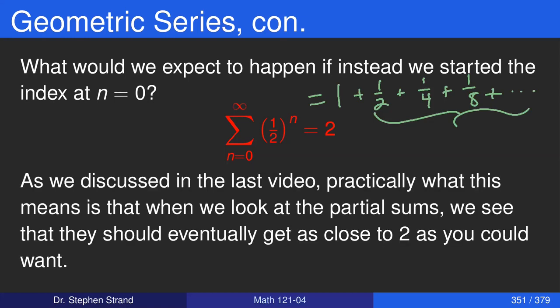And what we mean when we say a series converges is that when we look at the partial sums, so instead of going off to infinity, we just go off to some number like 10 or maybe 50, or in general we might put just a k up there, then as we look at larger and larger partial sums, as we do more and more terms, those partial sums get as close to 2 as you could want. So that's what we mean by a series converging.